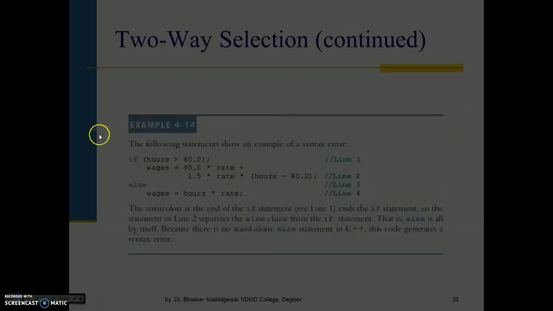Here we write a simple program using the if else keywords. If hours is greater than 40, wages equals 40 times rate plus 1.5 times rate times (hours minus 40). Else, if the condition is false, meaning hours is less than 40, wages equals hours times rate. This is a simple example using the if else statement.